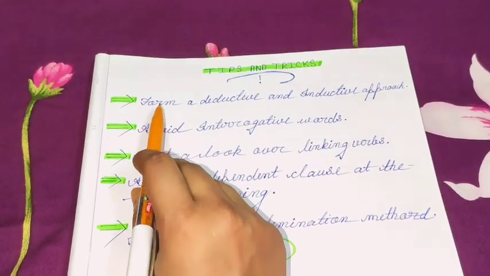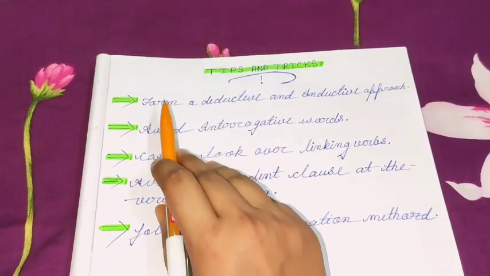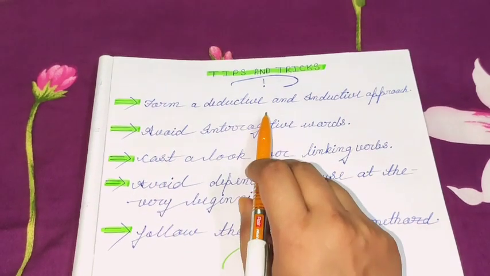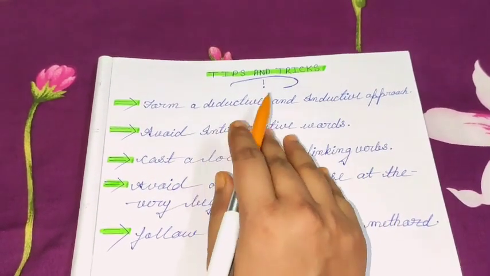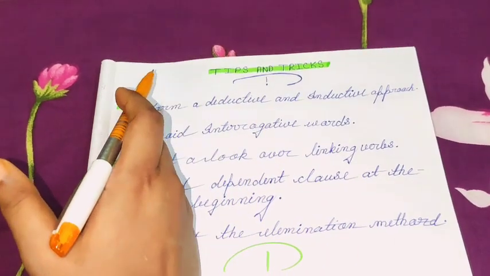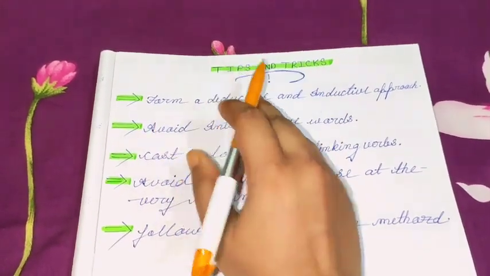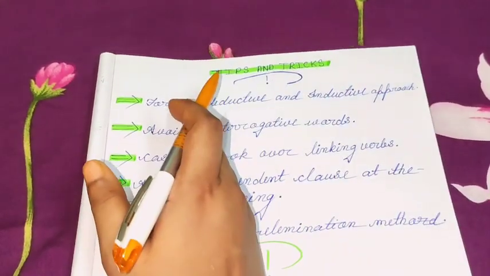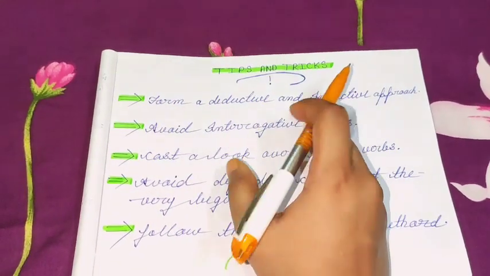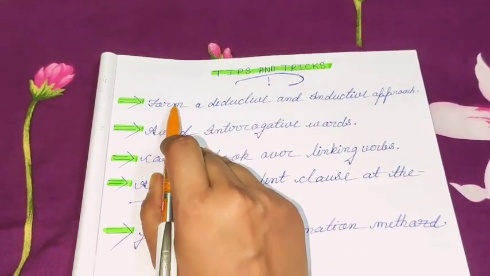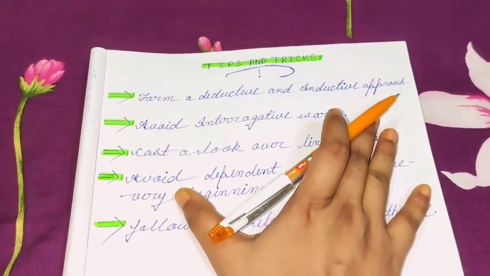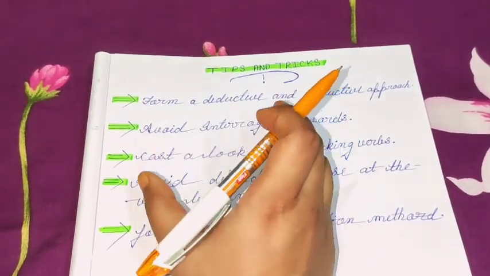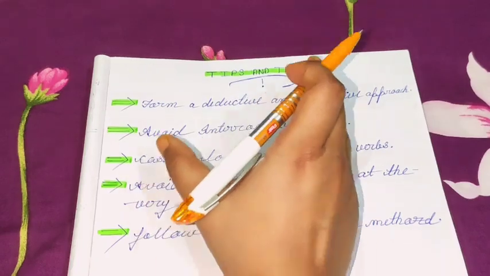At first you can see our first tip, and that is form a deductive and inductive approach. What does it mean? Deductive means going from general to specific, and inductive approach means going from specific to general. You should follow this whenever you come across any sentence rearrangement question.